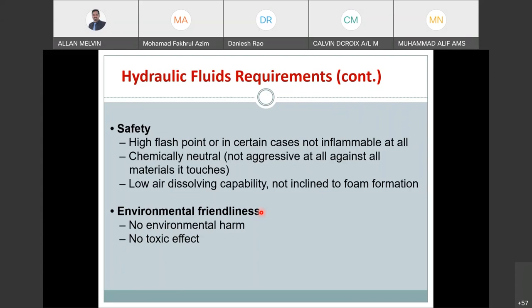So try to imagine, that fish drinks your hydraulic oil. Then you buy the fish from the market for an expensive price, and you are eating it. Indirectly, you are paying for your own destruction, you know. So make sure it's not environmentally harmful. Because you must be a responsible person to create a better world for your children in future.